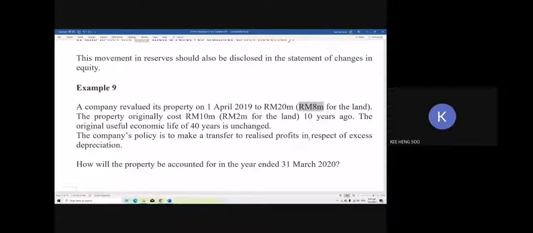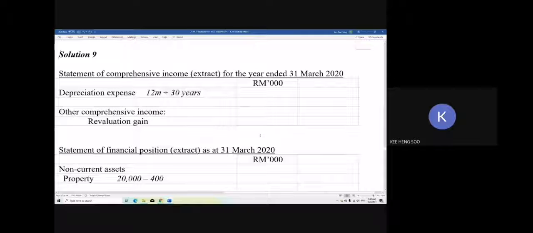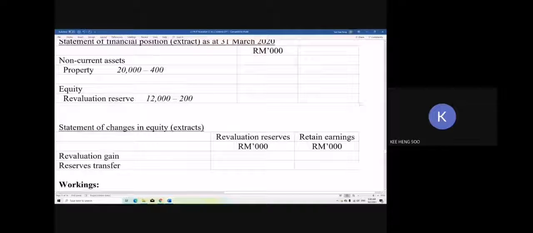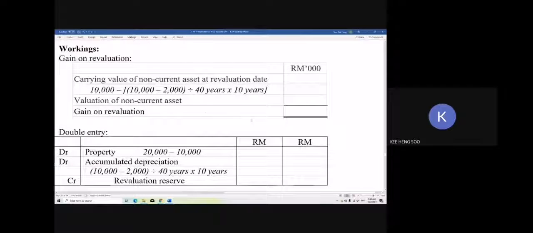Originally, the cost is 10 million, 2 million for the land. Remember, the land and building must be separated. That is 10 years ago. The original useful life, 40 years, is unchanged. So the company makes a policy to transfer the realized profit. In order to prepare for last week's tutorial, you should be able to do that. The formula is given to you, so work it out yourself. Don't wait for my answer. Show me your answer if you have already prepared it.